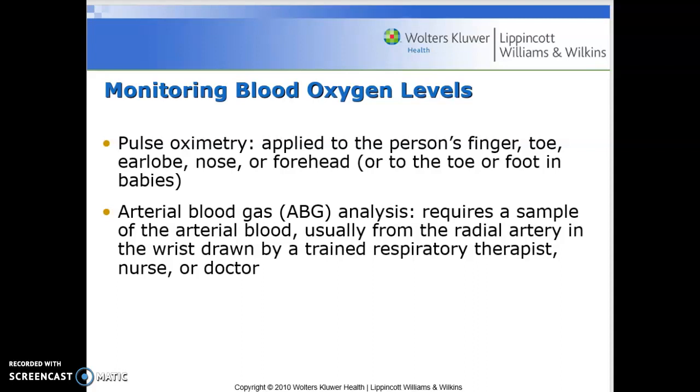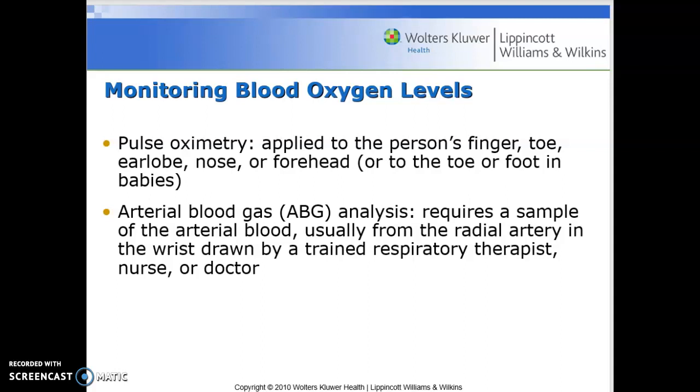Chapter 6, Video 2. Now we're going to talk about monitoring a patient's blood oxygen level. Pulse oximetry, that is one term that you need to know. This is whenever you place a probe on the patient's finger. You can put it on their finger, toe, earlobe, nose, or forehead. The toe or foot in babies, but it has a light on it, and you place it on the skin, and it senses what your blood oxygen level is, okay?